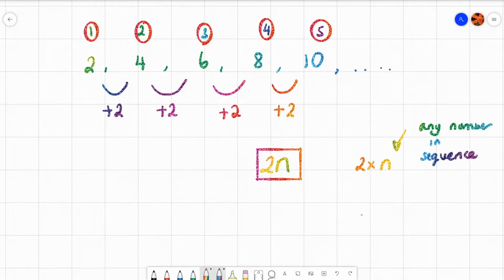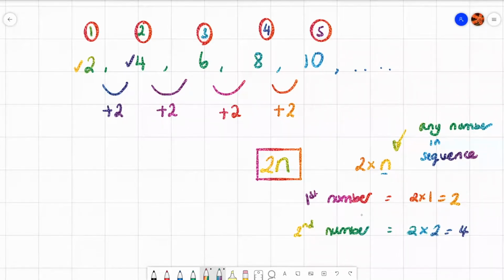Okay, if I want the first number in my sequence, I'm going to do 2 times 1, which is 2. And is the first number in my sequence 2? Yes, it is. If I want the second number in my sequence, I'm going to do 2 times, well, I want my second number, so 2, which is 4. Is the second number 4? Yeah. Then I want my third number.